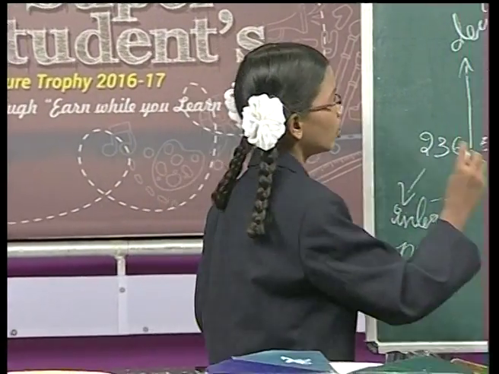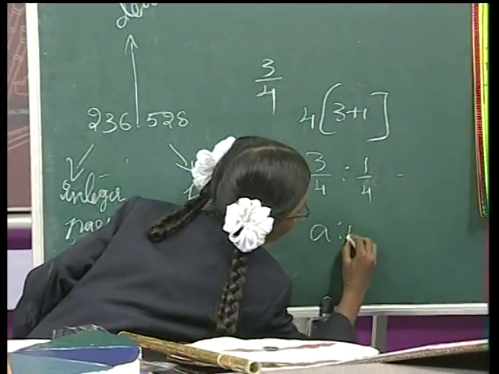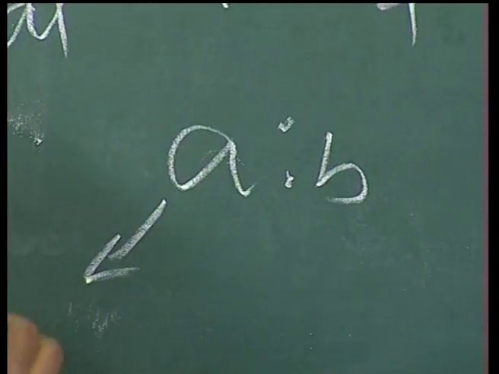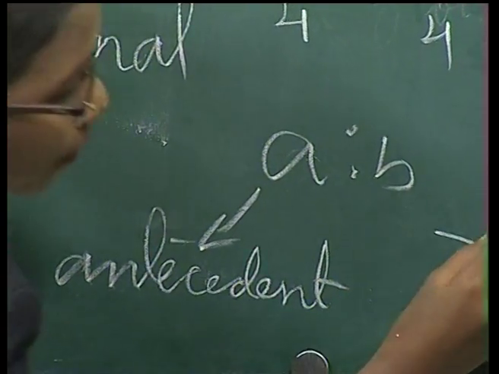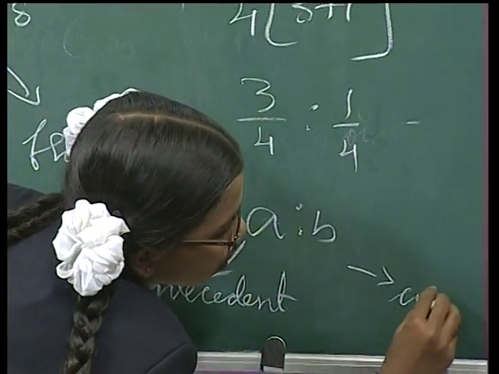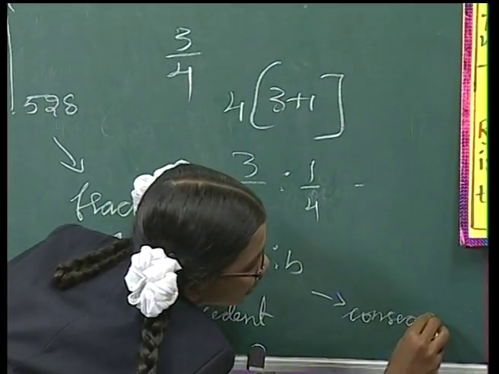Friends, for example, A is to B. Here A is called antecedent, B is called consequent.